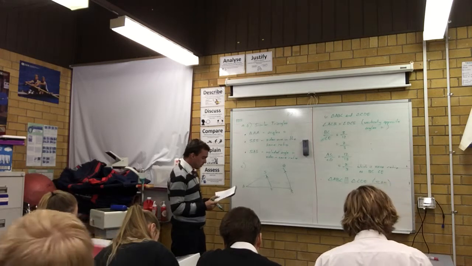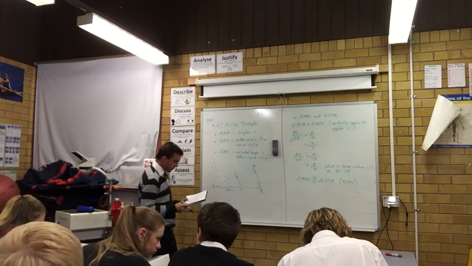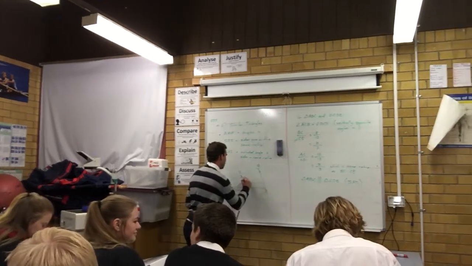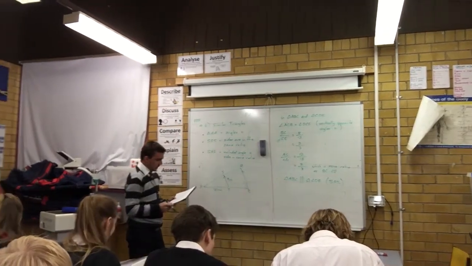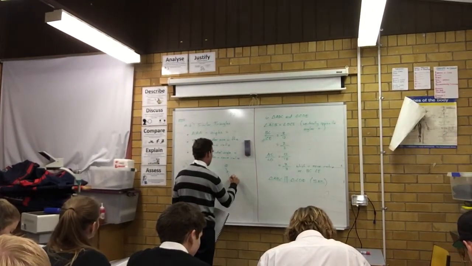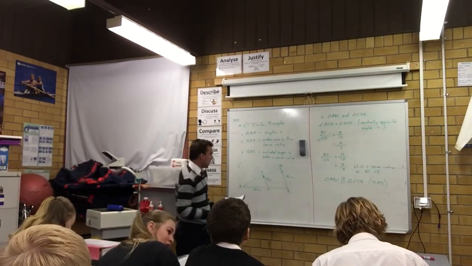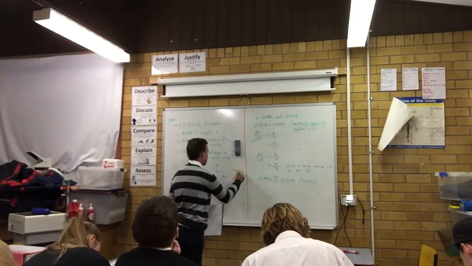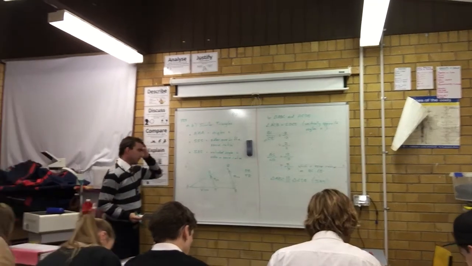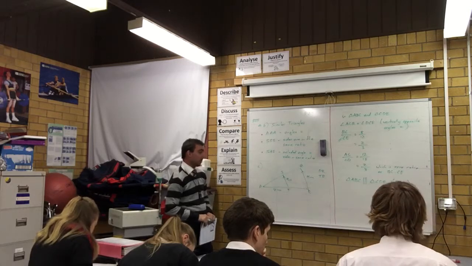So you are told PT is 21 centimetres, ST is 9 centimetres, and QR is 15 centimetres. We need to find the length of PR, and also the length of TR.